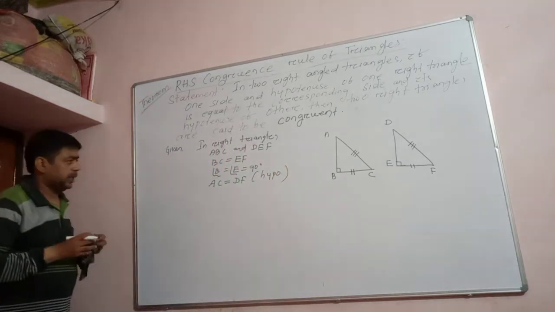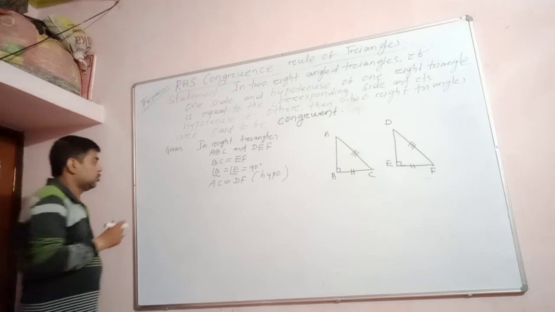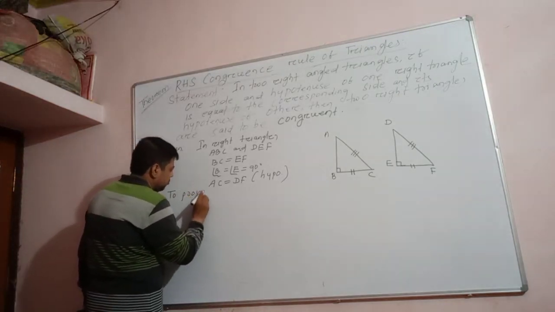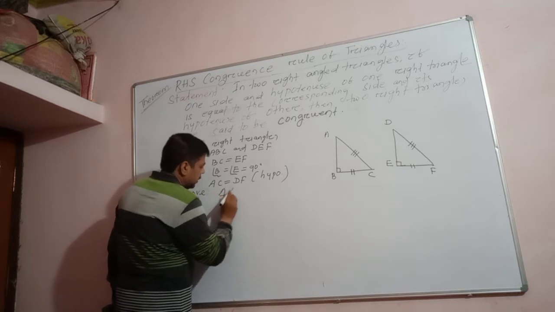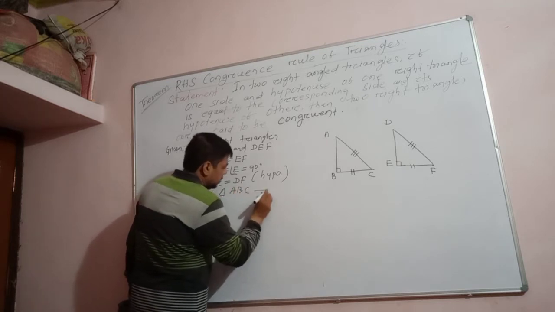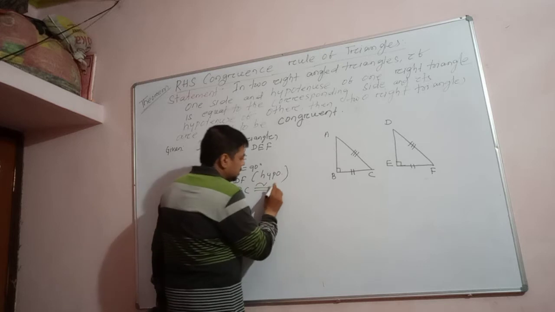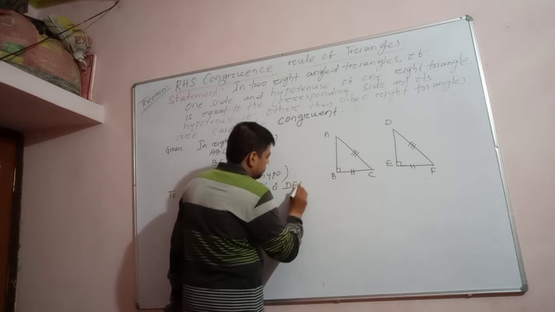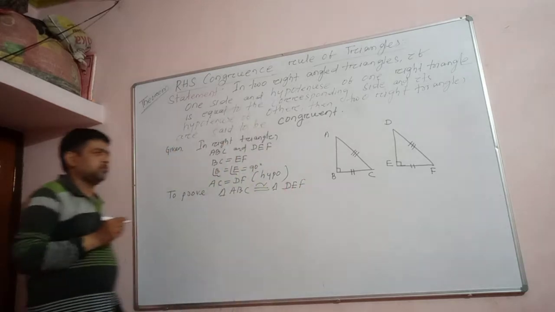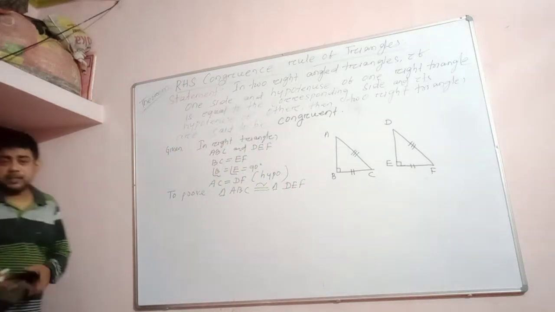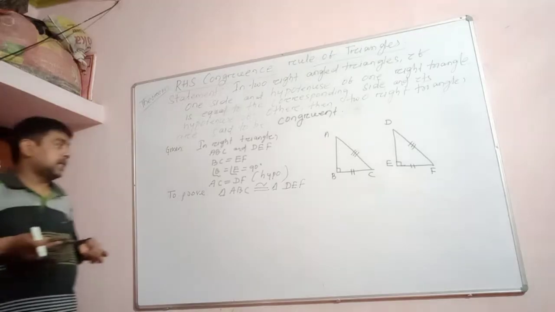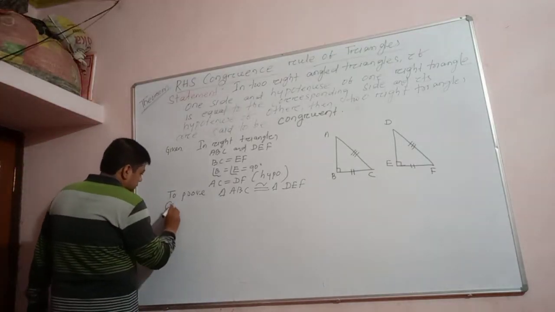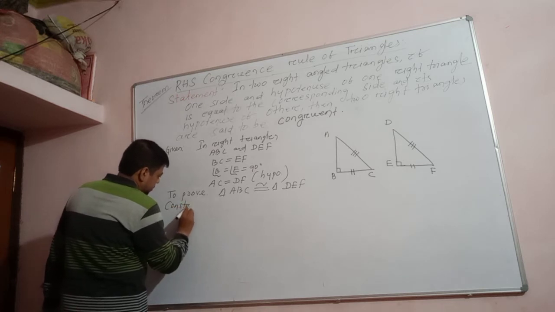And we have to prove that triangle ABC is congruent to triangle DEF. So you have to prove triangle ABC congruent to triangle DEF. Let us see the construction for that.